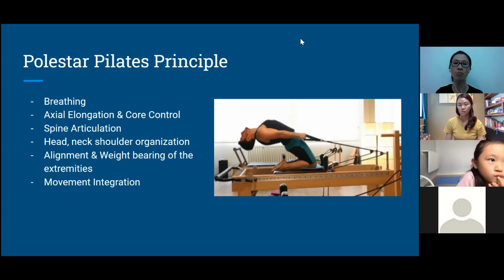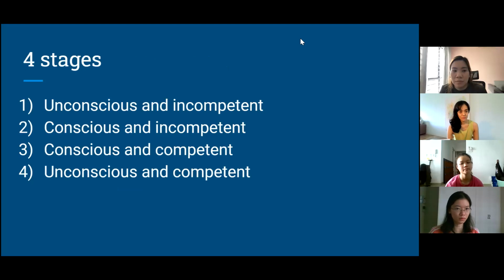And then later on, movement integration. This is the last bit that is quite complicated, but you just need an idea of the term movement integration. Now, four stages. First, you are unconscious and incompetent: you are not aware and you cannot do it. You don't even know that you're hiking your shoulder, correct? Then you are conscious but incompetent.